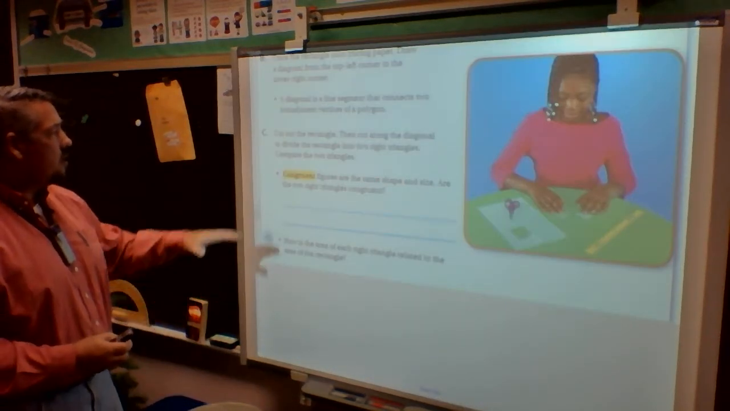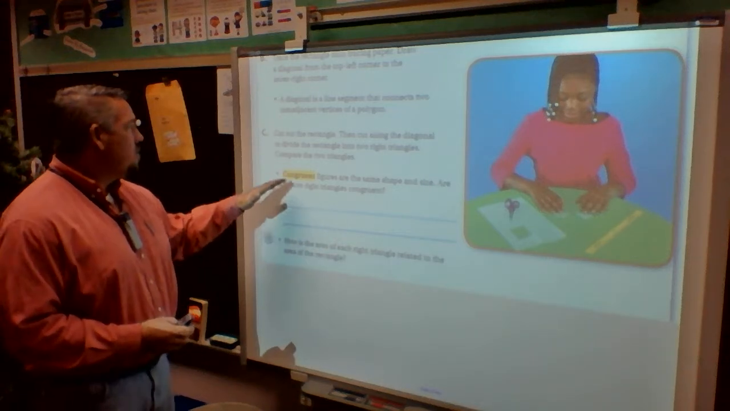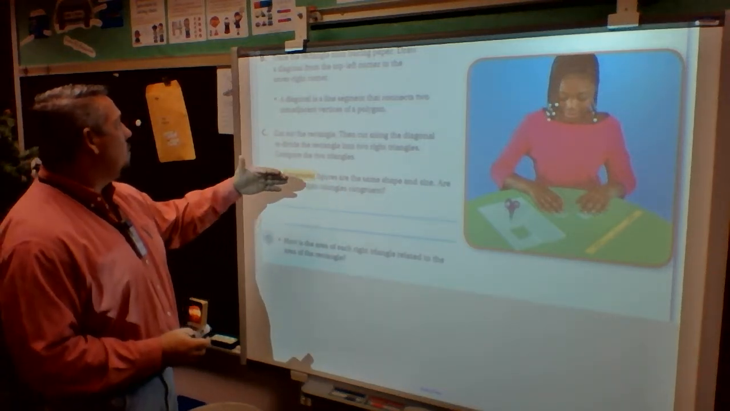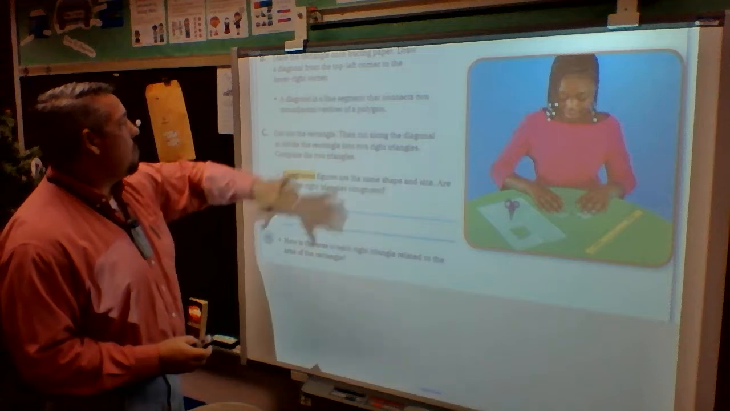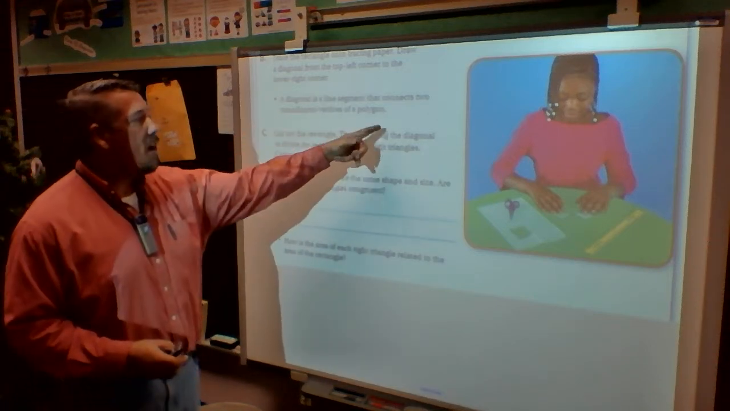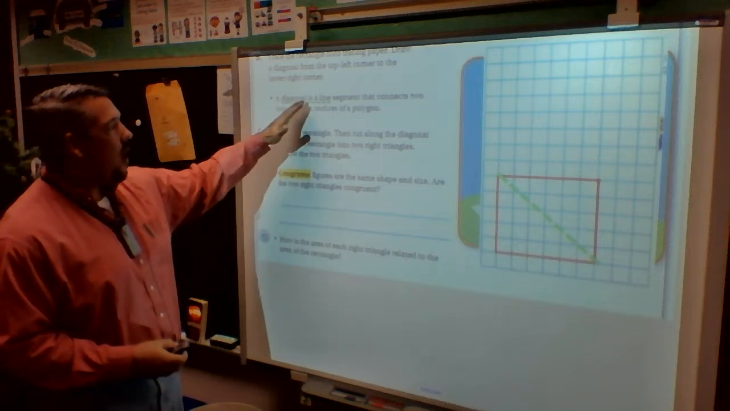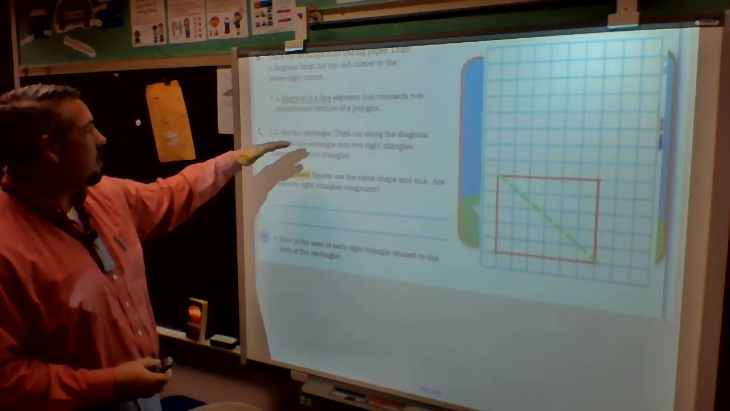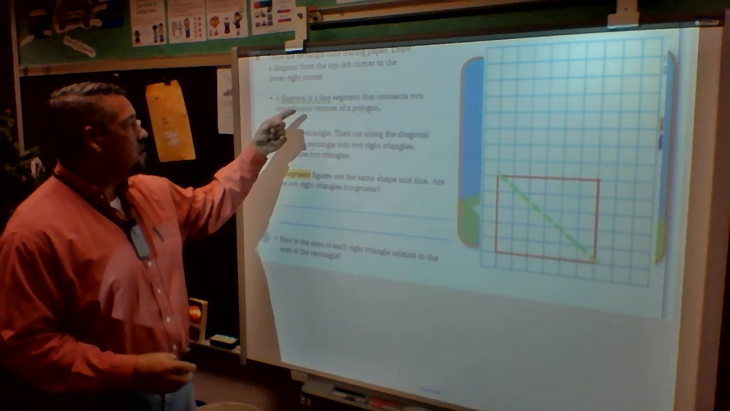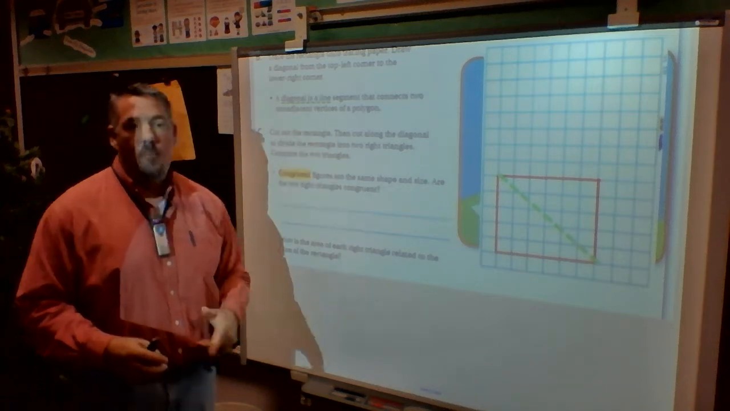When I look at what this is asking me to do, then it says to cut out the rectangle, trace it on a piece of paper and draw a diagonal line segment from one corner to another. And all a diagonal means is it's going to connect non-adjacent vertices of a polygon.